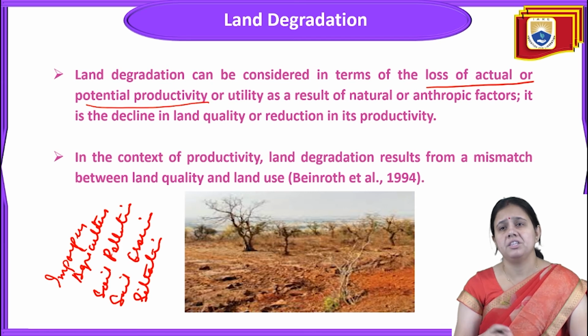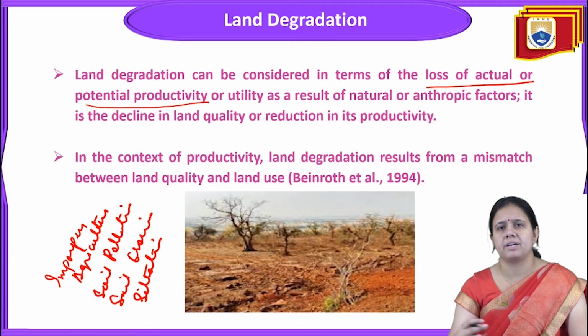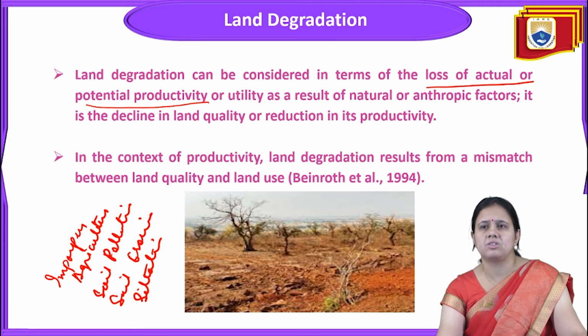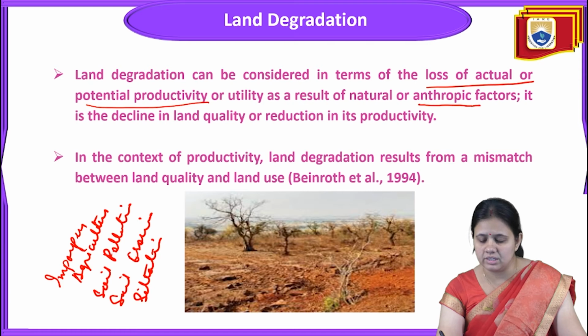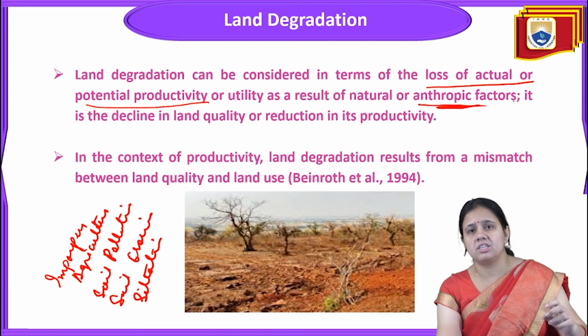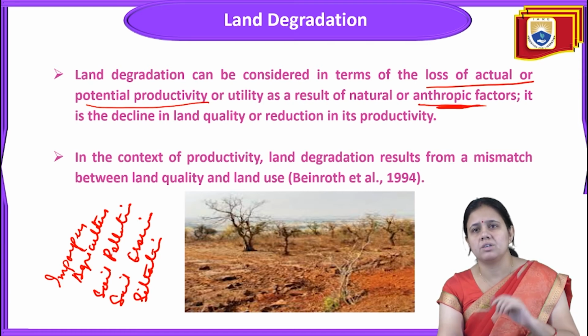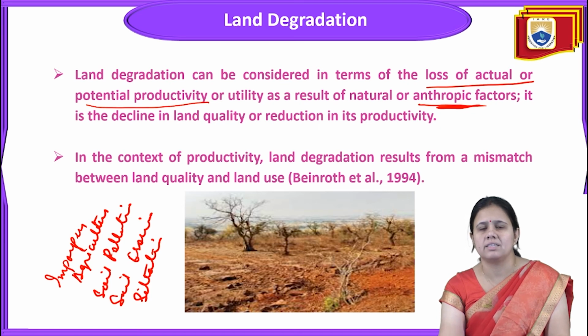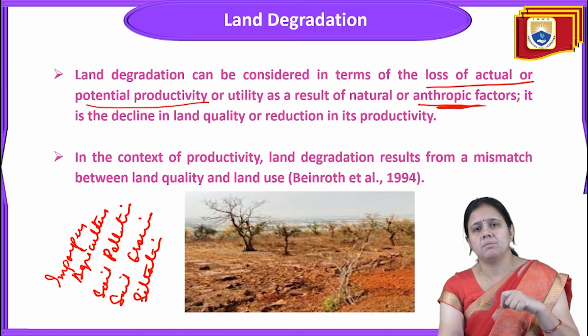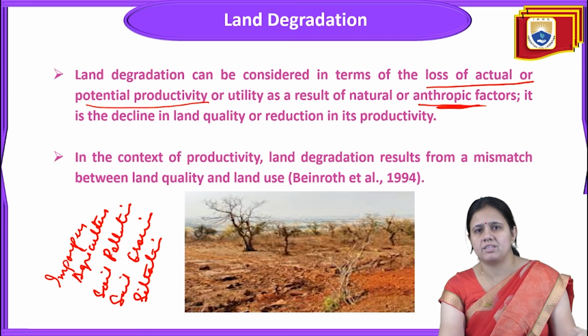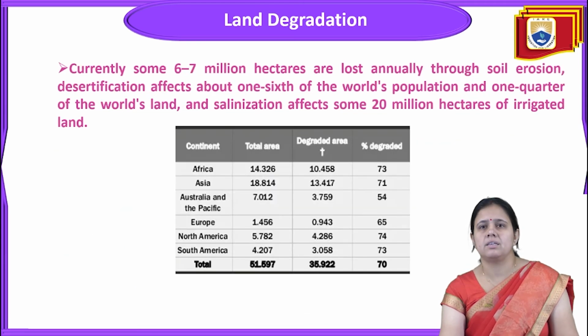The degradation in the quality of land, in terms of loss of actual or potential productivity or utility as a result of natural or anthropic factors, is called land degradation. It is the decline in land quality or reduction in its productivity. In the context of productivity, land degradation results from mismatch between land quality and land uses.